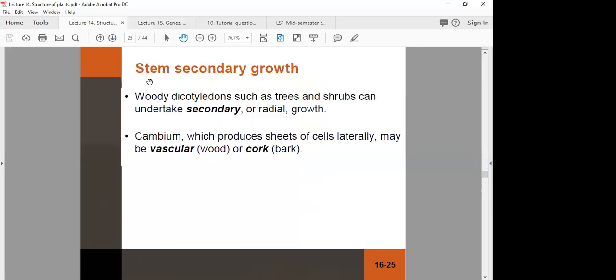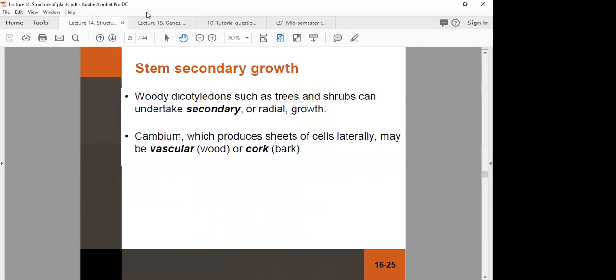Okay, what we've been looking at so far in that stem is what's referred to as primary growth. But stems of some plants undergo a different type of growth called secondary growth. So let's consider those plants. So woody dicots, such as trees and shrubs, can undertake secondary or radial growth.